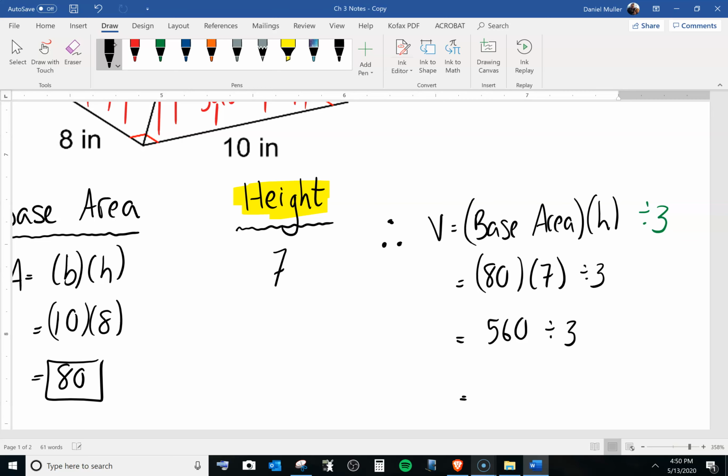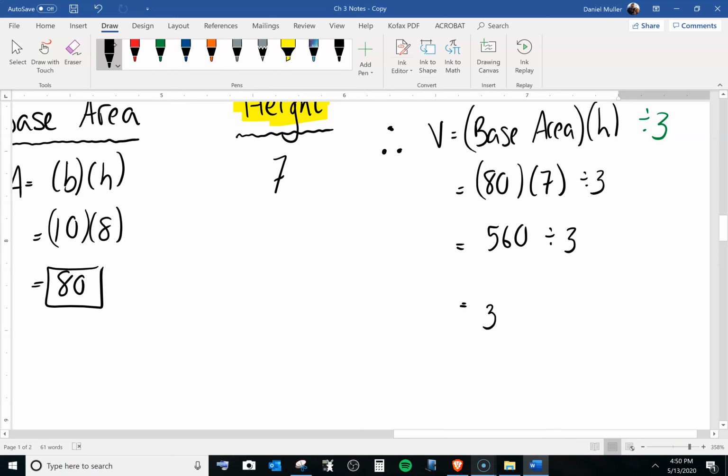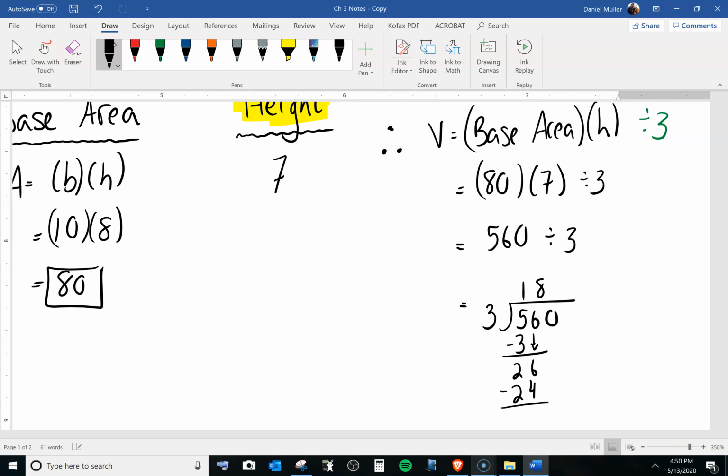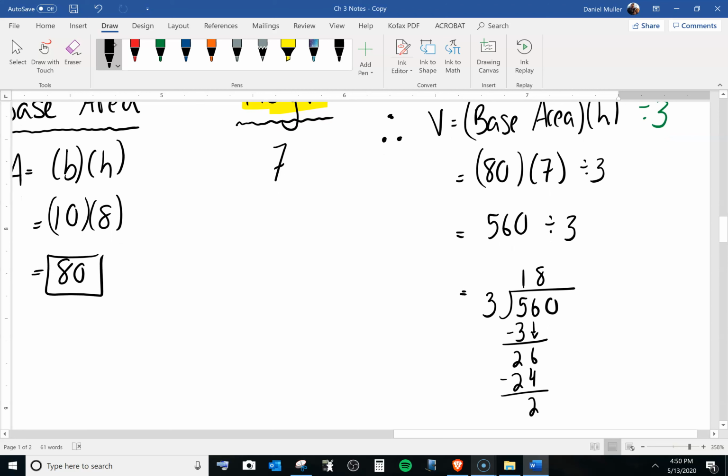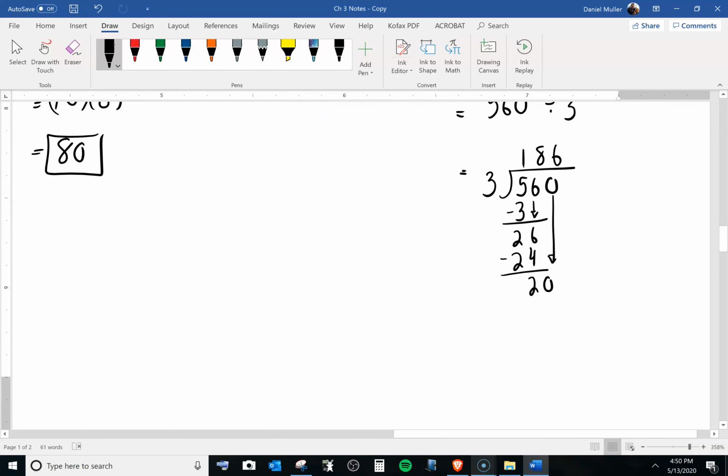I don't know what 560 divided by 3 is off the top of my head, so I'm going to do some long division. 3 goes into 5 once. 1 times 3 is 3. Take that away. 5 minus 3 is 2. Bring down the 6. 3 goes into 26 maybe 8 times? 8 times 3 is 24. 26 minus 24 is 2. Carry down the 0. So 3 goes into 20 6 times. 6 times 3 is 18. 20 minus 18 is 2.